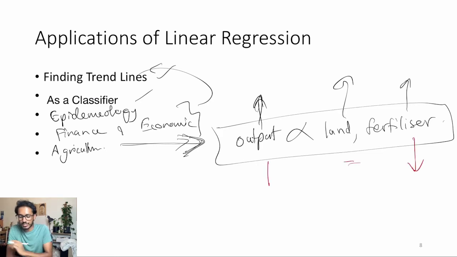Our output goes down. Not to get political, but we experienced this recently in Sri Lanka, where we reduced the amount of fertilizer we use in our agriculture, but basically used the same land and expected the same output. But what happens?